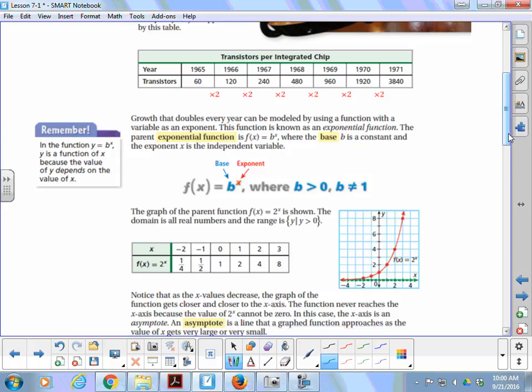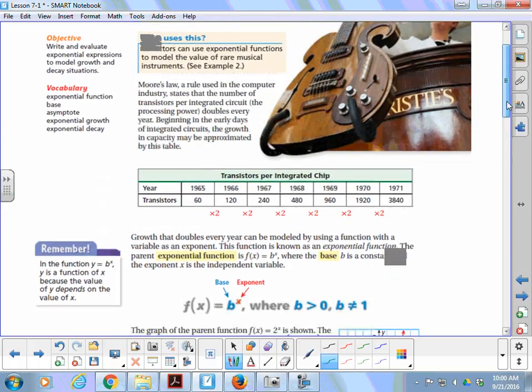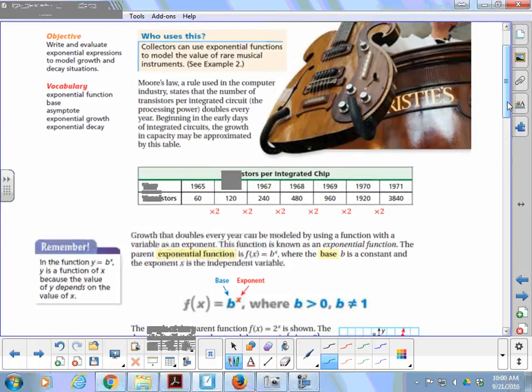So for instance, we have this situation here where they have transistors per integrated chip, talking about circuits. Right? And to get from one value of transistors to the next, we're multiplying by 2. Right? And so all exponential functions is where we just multiply by the same amount each time. And it's always going to be a positive number. Okay? It might be a fraction at times, right? But it's almost always going to be a positive number.